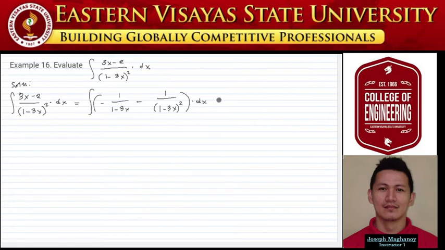dx. So we need to apply our property number 1. So we need to distribute your integral and your dx. Integral of 1 over 1 minus 3x dx minus integral of 1 over quantity 1 minus 3x squared dx.